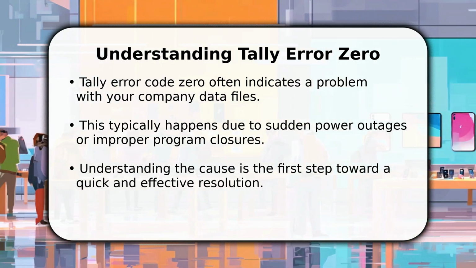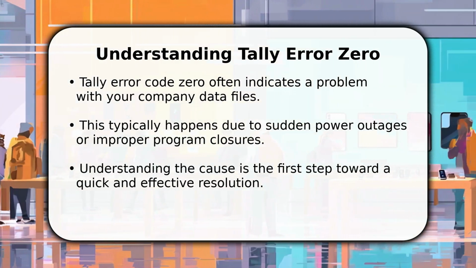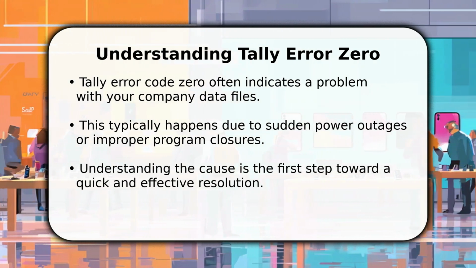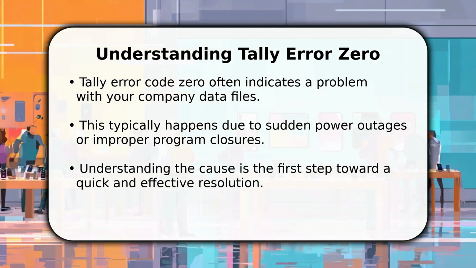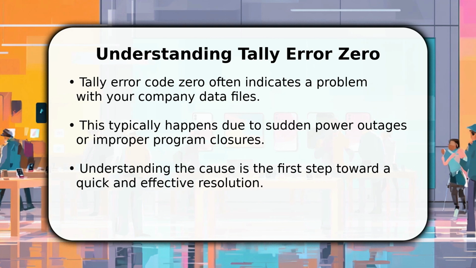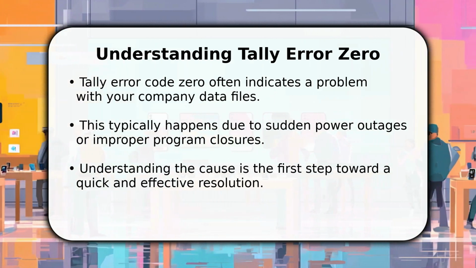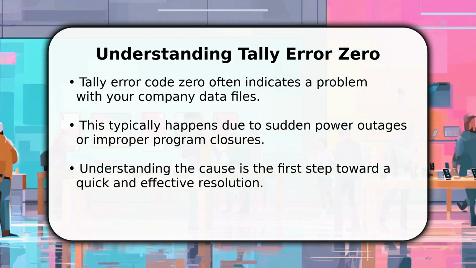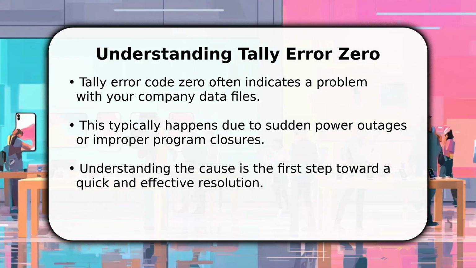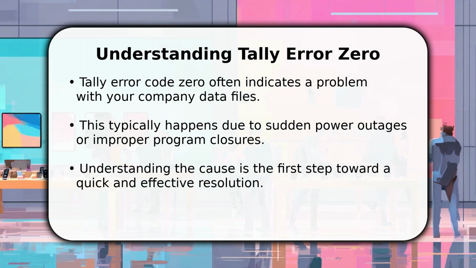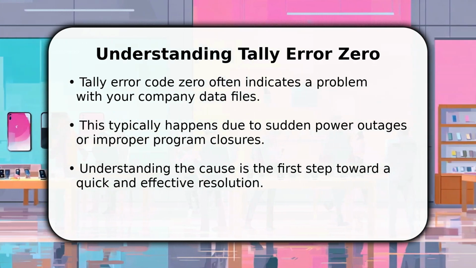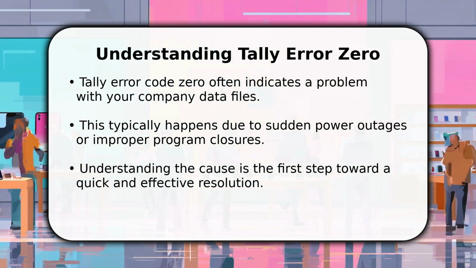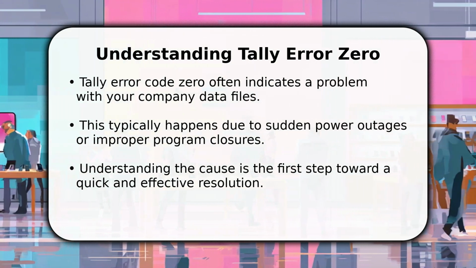Encountering Tally error code 0 can be frustrating, especially when you're trying to access your important financial data. This error usually points to an issue with your company data files, often caused by unexpected system shutdowns or sudden power failures. But don't worry, it's a common problem, and with a few simple steps, you can often get your Tally working smoothly again. We're here to help you understand the root cause and guide you through the fixes.